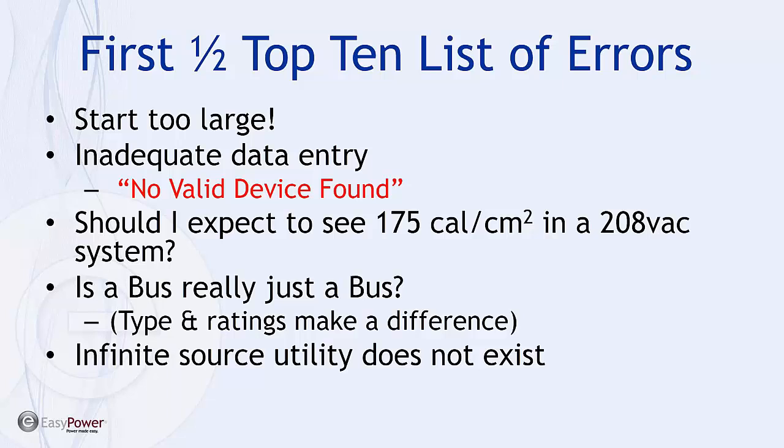So anyway, the next most common error is inadequate data entry. Once you go to do Arc Flash calculations and then you look at the Arc Flash hazard spreadsheet, the most common error message is no valid device found. And so that ends up being problematic. And again, it would have been uncovered if you had started initially. So these two errors go hand in hand.